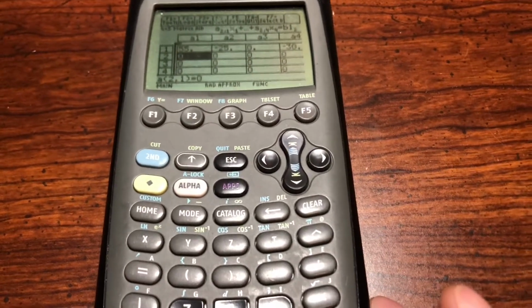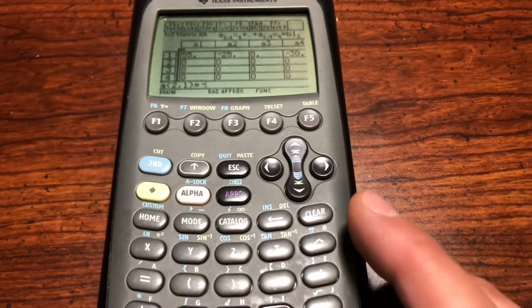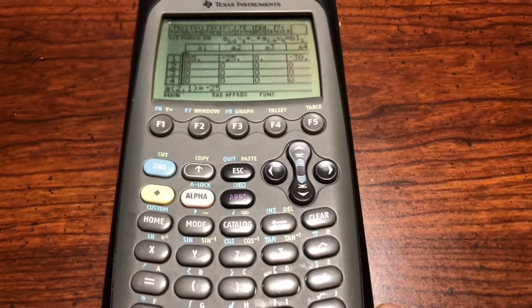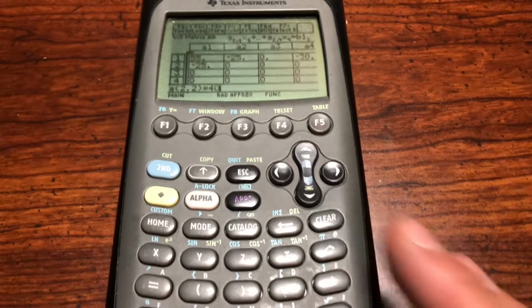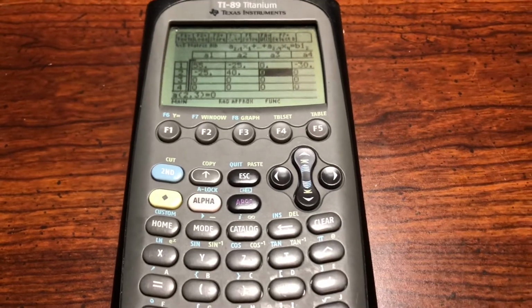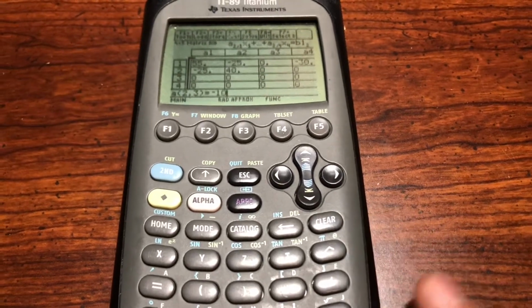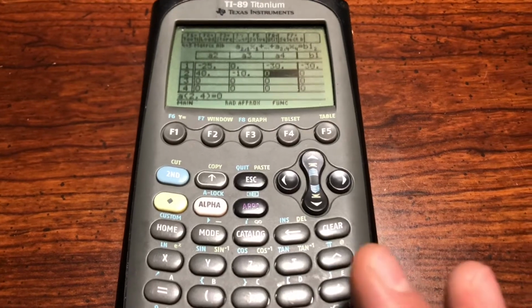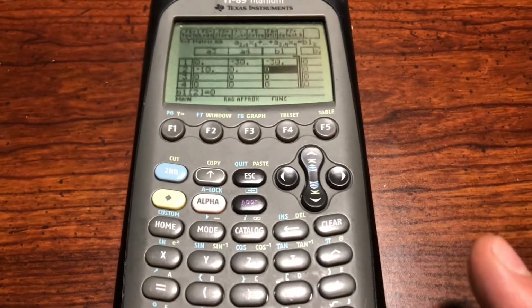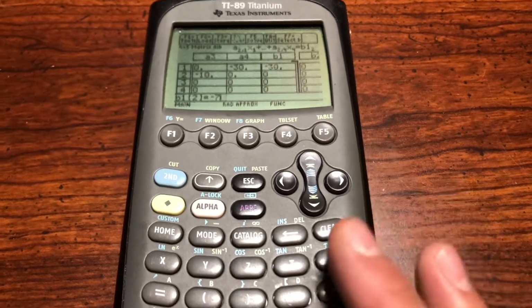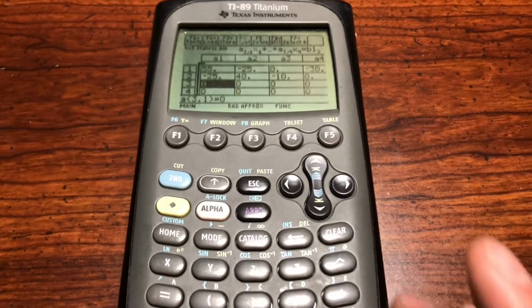Mesh 2, our second equation was minus 25 I1, so minus 25. 40 I2, minus 10 I3, 0 for I4, and minus 70 on the other side of the equal sign.